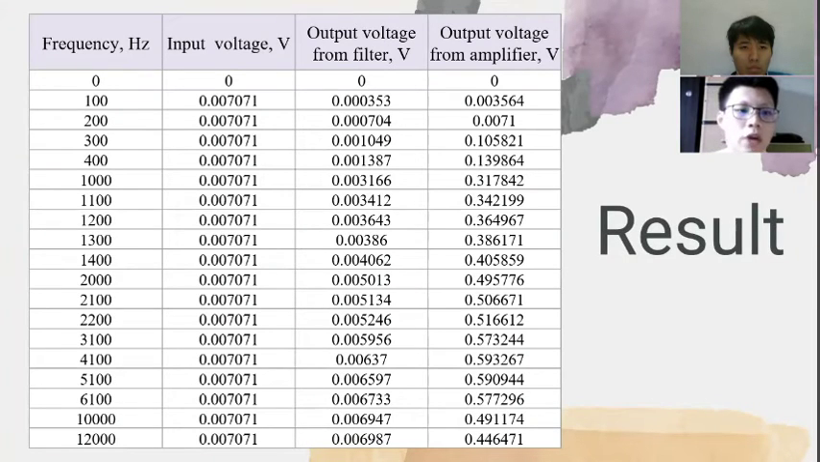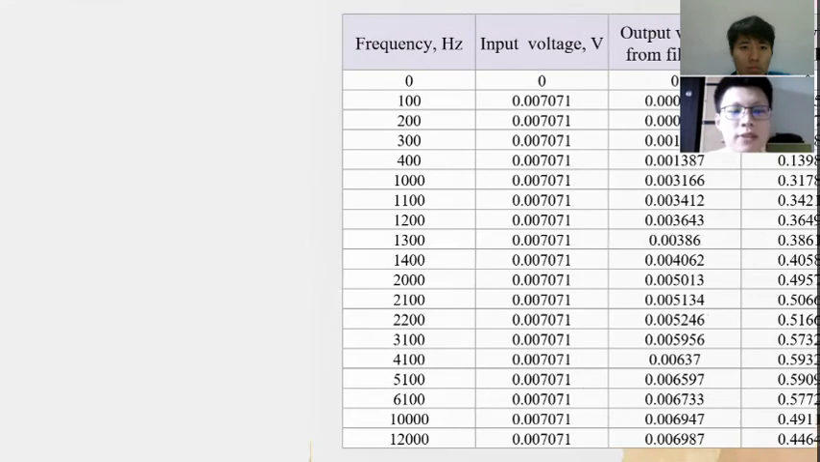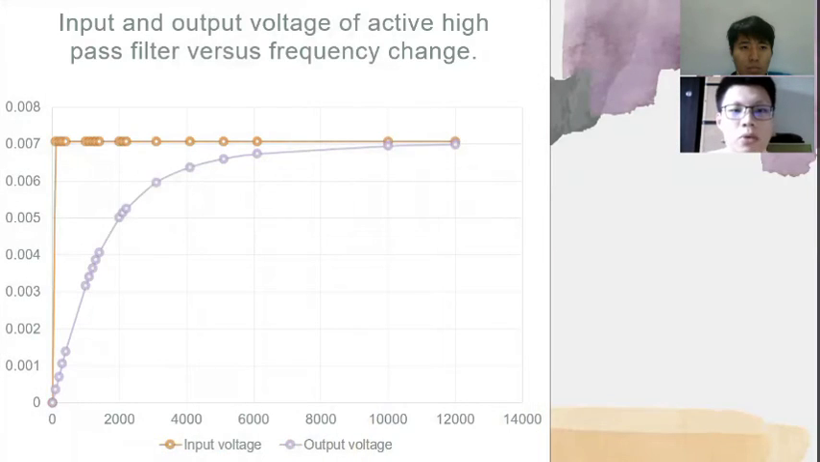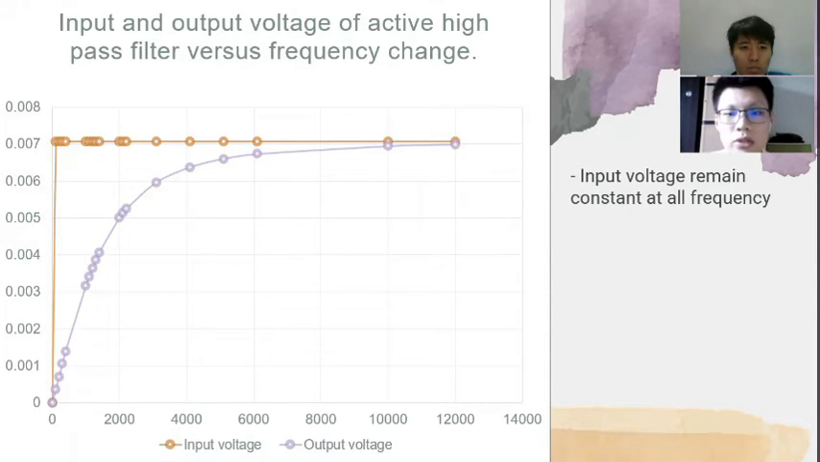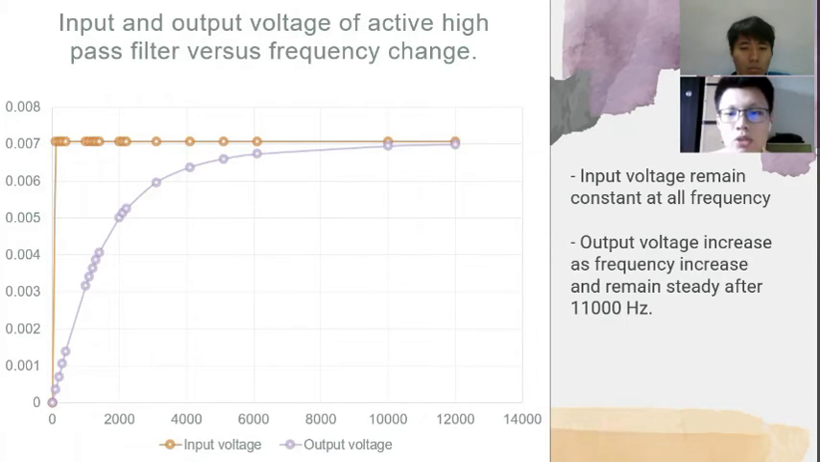To observe our signal conditioning more clearly, we recorded three types of data, which are the input voltage, the output voltage from the filter, and also the output voltage from the amplifier. We use these three types of data to plot two graphs. The first graph is the input and output voltage of the active high pass filter versus frequency change. We found that the input voltage remains constant at all frequencies, at 0.007 volt. But the output voltage increases as the frequency increases, and it remains steady after 11 kHz.